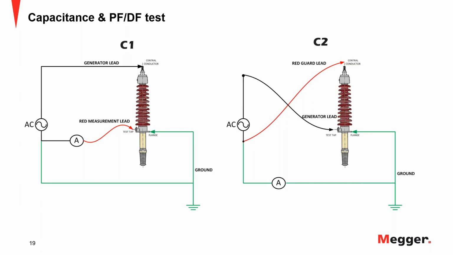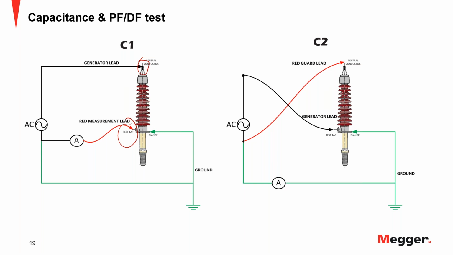So what do we do? As I was mentioning before, we have C1 and C2 capacitances. When we look at the C1 capacitance, what we do is we energize with an AC voltage source, right? And we inject to the main conductor of the bushing. We apply the voltage to the main conductor of the bushing, and we measure through our test tap or voltage tap, okay? So again, the recommendation: look into the tap, make sure that you have a good connection, make sure that you are not touching ground, because if you touch ground, then your testing equipment will trip, basically.